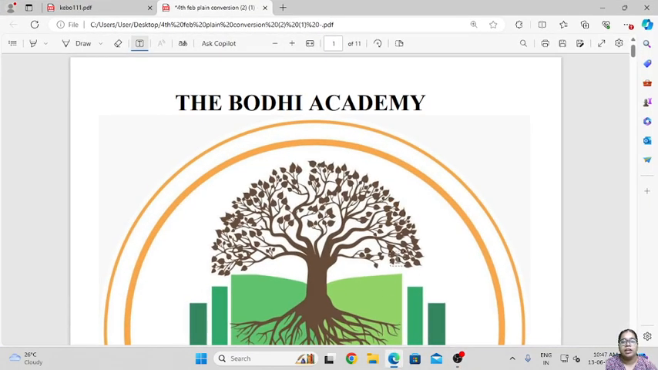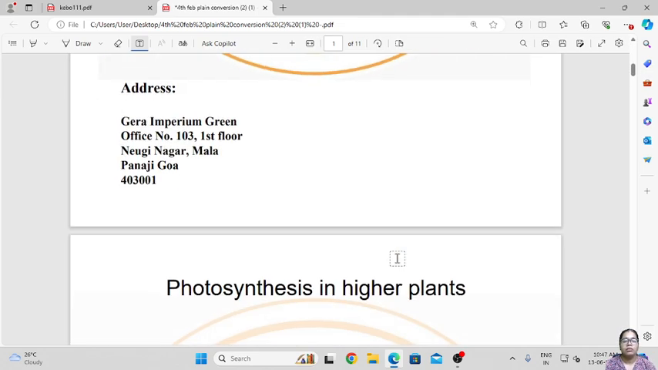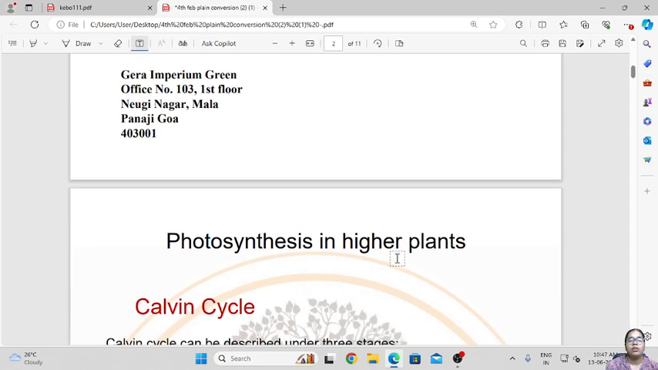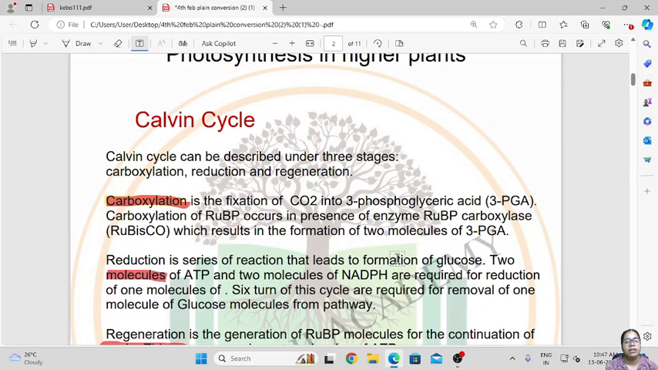My name is Shrutika and today let us continue with our chapter Photosynthesis in Higher Plants. So in our previous classes we have covered what is photosynthesis. We have seen how photosynthesis occurs in plants, and we have also seen the structure of the chloroplast and how in the chloroplast the photosynthesis process occurs. So today what we are going to study is the Calvin cycle.